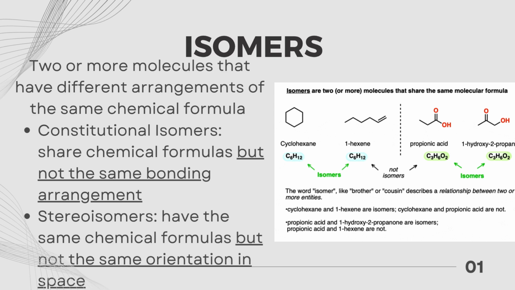Constitutional isomers have different atomic orders. They do not have the same bonding arrangements. One of the main focuses of our class has been on stereoisomers, which are the same chemical formulas with a different arrangement in space. On the right-hand side, you can see different isomers comparing C6H12 versus C3H6O2.